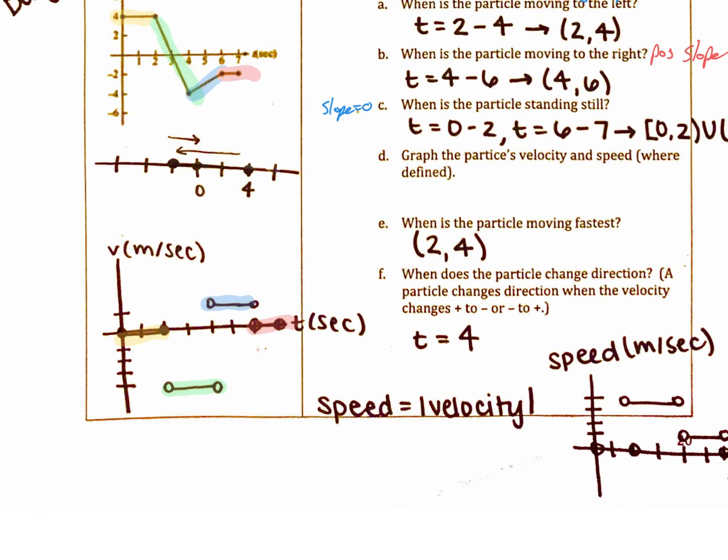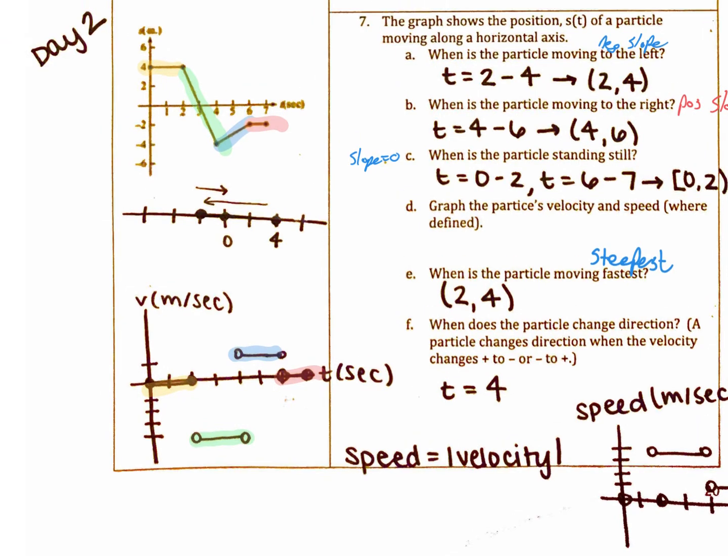All right, part E. When is the particle moving the fastest? Well, that would be the steepest slope. I can tell from the original function, it kind of looks like this green segment here would be the steepest slope. Granted, it's moving backwards, but it's moving backwards fast. Or I could figure out, looking at either velocity or speed, which one's got the highest magnitude, so the furthest away from the x-axis there.